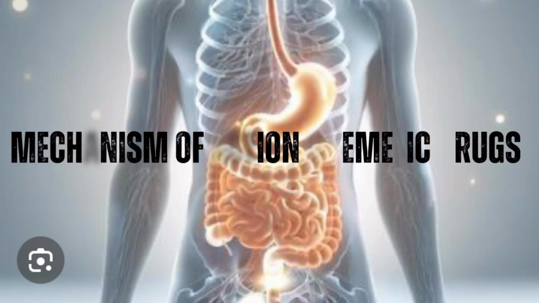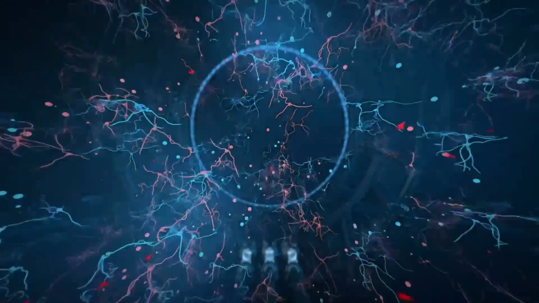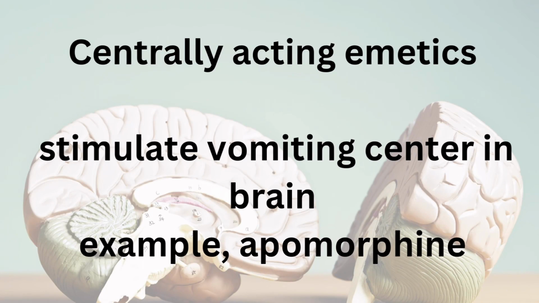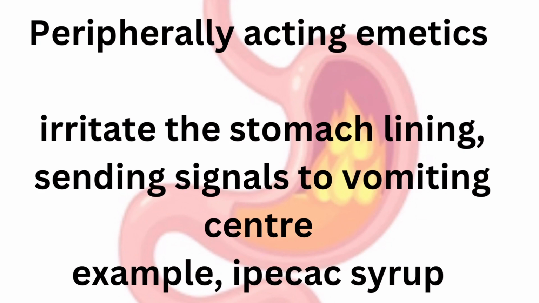Next, we have the mechanism of action of emetic drugs in the human body. Emetic drugs play an important role in inducing vomiting. Apomorphine stimulates the vomiting center in the brain. Ipecac syrup irritates the stomach lining and sends signals to the brain.